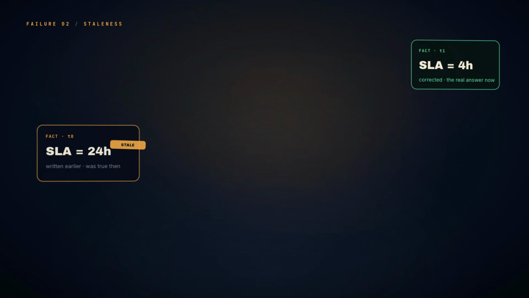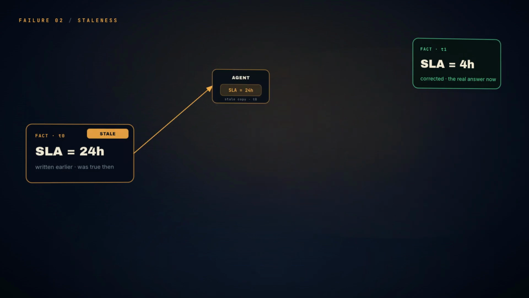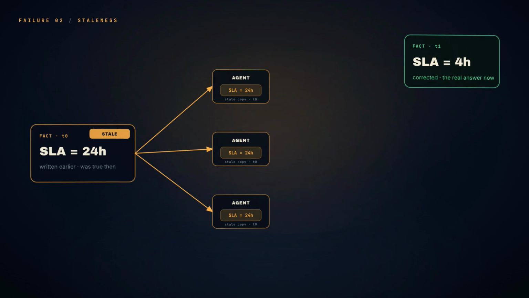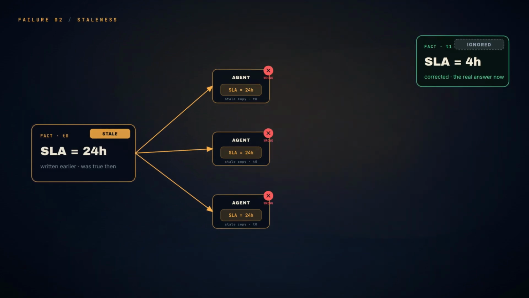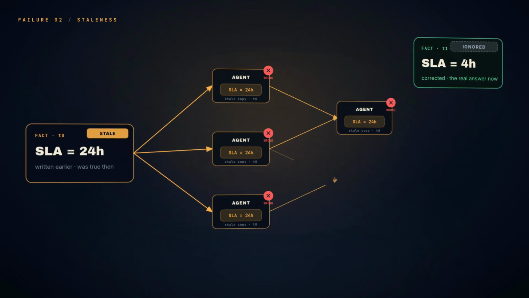Failure 2. A fact was true when I wrote it. Then it changed, and the memory didn't. Here's what actually happened. The old version kept getting read and reshared and copied across the fleet, while the corrected fact sat right there, ignored. Every agent that read the stale copy was now confidently wrong, and they were teaching each other. Watch the old fact spread, agent by agent.